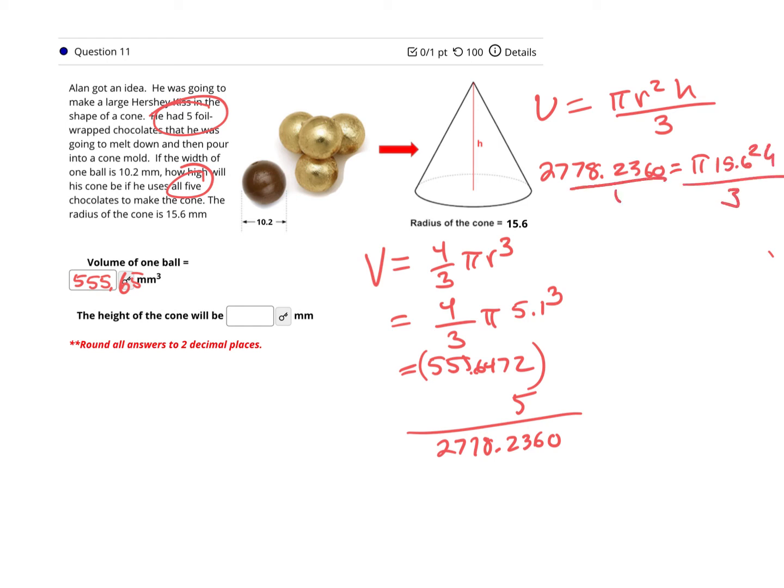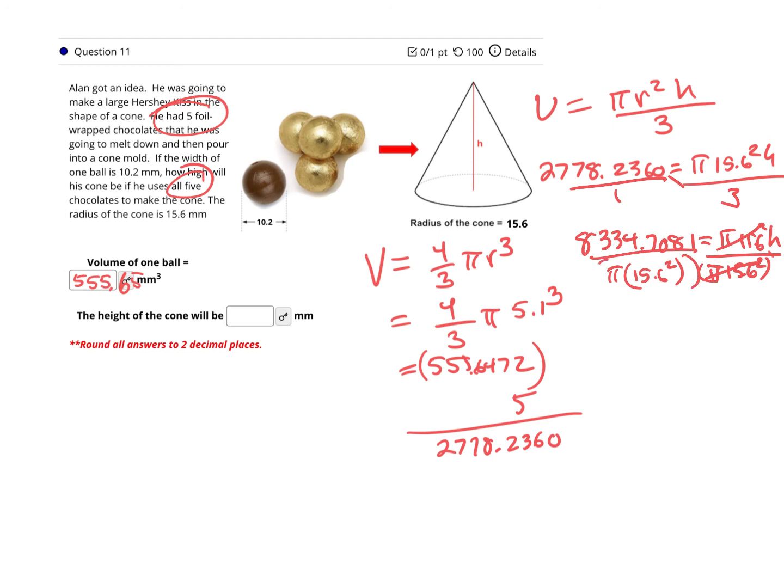So if I put that over 1, I'm going to cross multiply, and when I take 3 times 2,778.236, I'm going to end up with 8,334.7081 is equal to pi times 15.6 squared times the height. Now, all I need to do is divide by pi times 15.6 squared, divide this by pi times 15.6 squared, and when I do that, that's going to cancel with that.